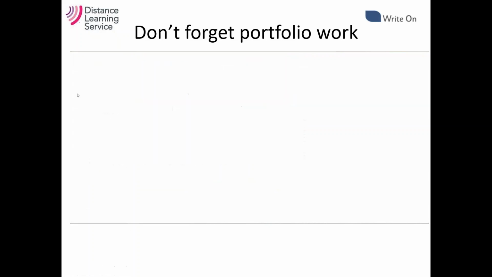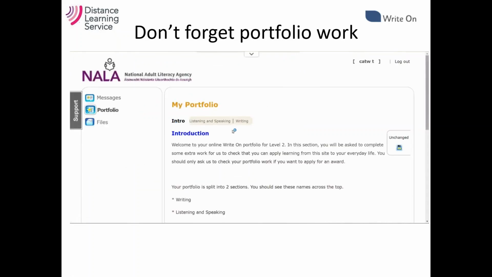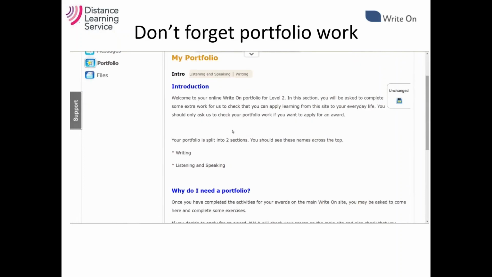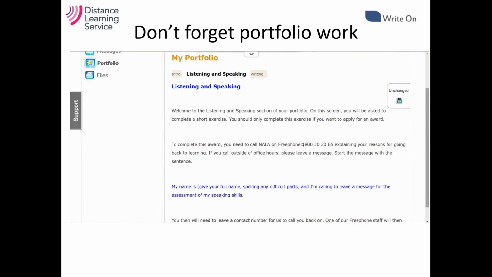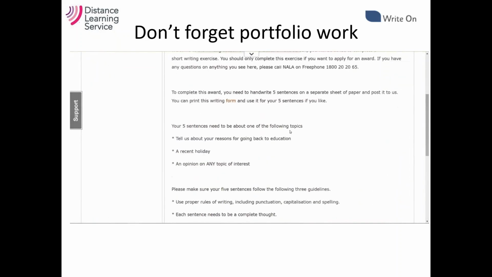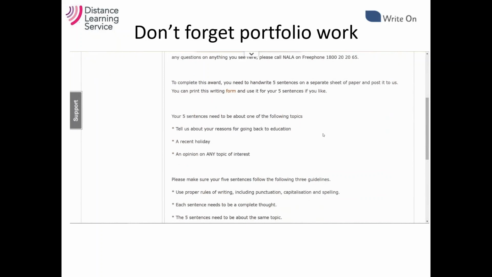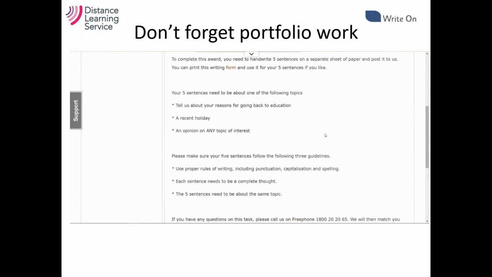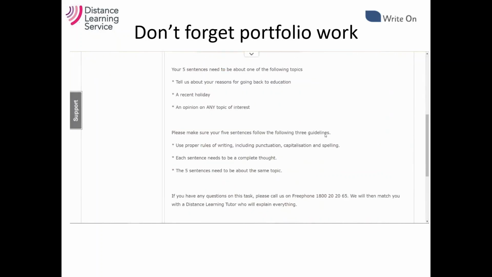So I can go to options and portfolio at the side to find out what is that portfolio work that has to be done. And there's a short introduction to what the portfolio is, and you can see there's 2 tabs, writing and listening and speaking. So under listening and speaking, you need to ring the Freephone number and give some information. And under writing, you need to write 5 sentences. And they can be about a recent holiday or a topic of interest or reasons for going back to education. So that has to be handwritten and posted in to NALA, and you can use FreePost NALA to do that.